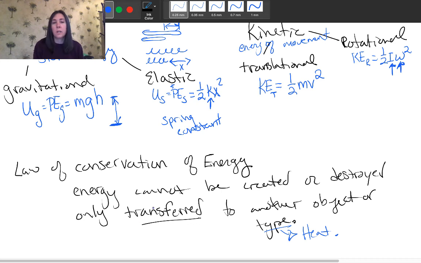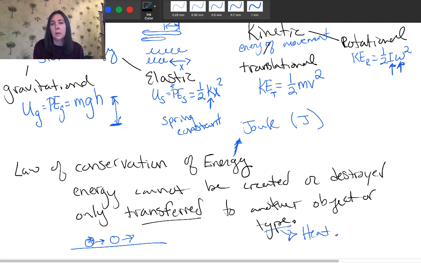Or you could think energy can be transferred to another object if I have a ball and it's going across and then it hits another ball and this one would stop and then this one would keep going. Collisions, if you will. The unit of energy is the joule, abbreviated capital J.